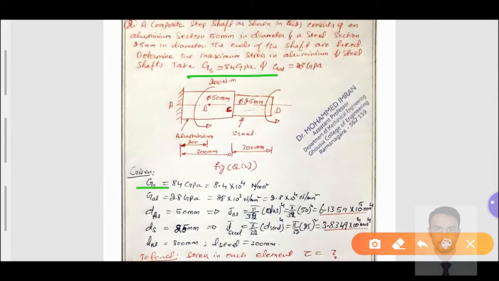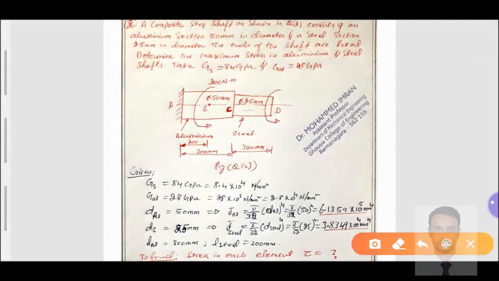Take GS equal to 84 gigapascal, that is equal to 8.4 into 10 to the power of 4 Newton per millimeter square. This is for steel. Now for aluminium, GAL is equal to 28 gigapascal. When we convert to Newton per millimeter square in megapascals, we have 28 into 10 to the power of 3 Newton per millimeter square. So I have converted it in terms of 10 to the power of 4: 2.8 into 10 to the power of 4 Newton per millimeter square.